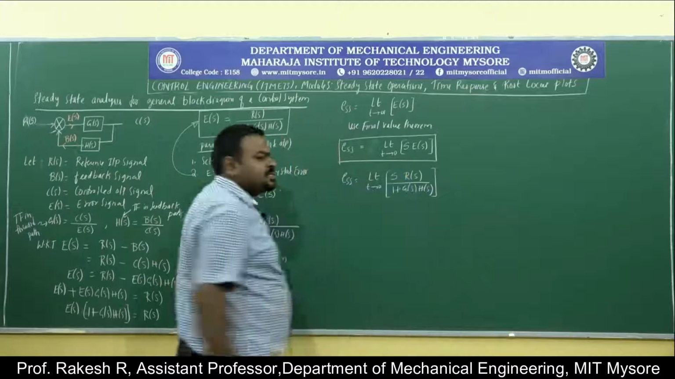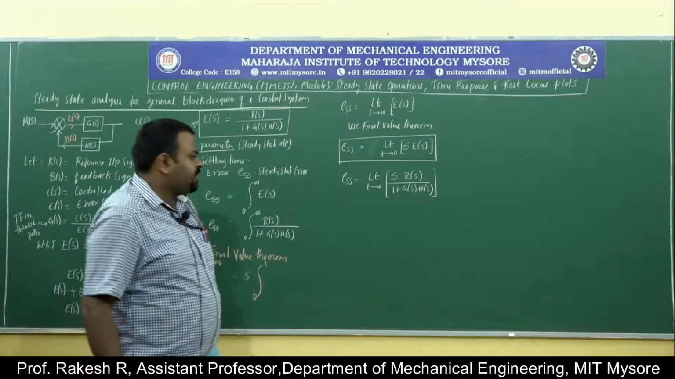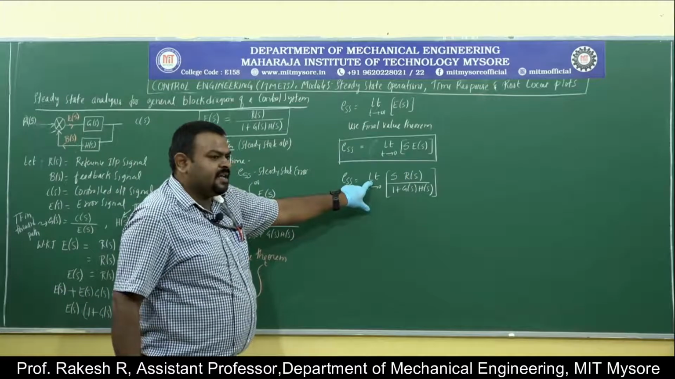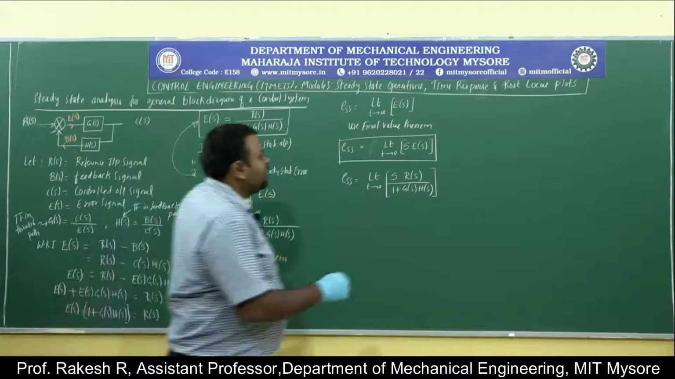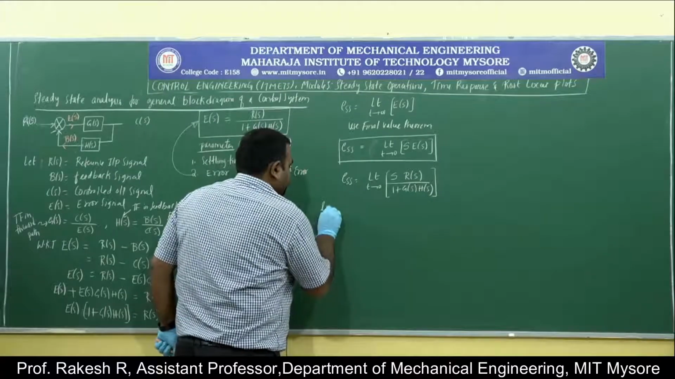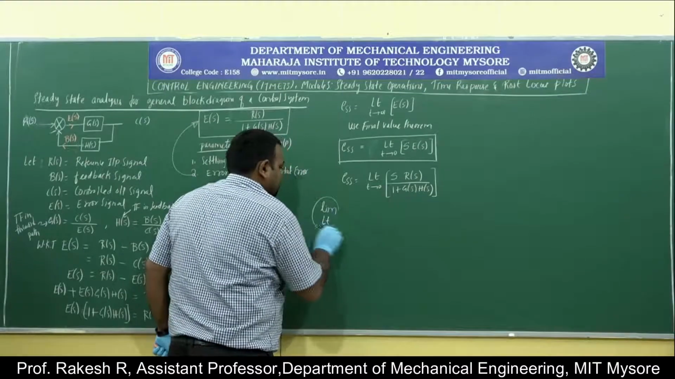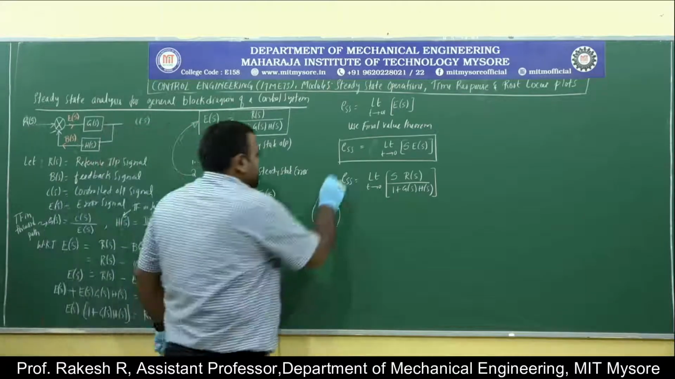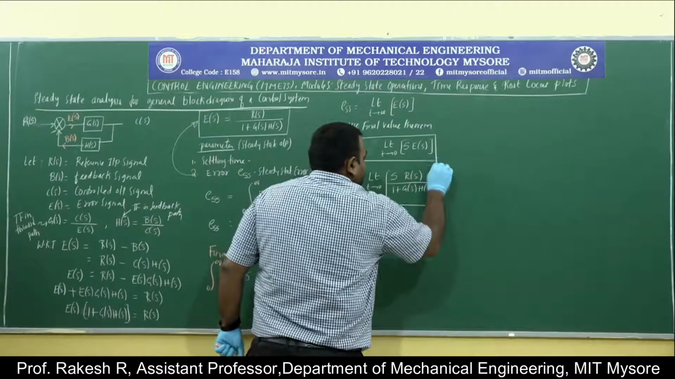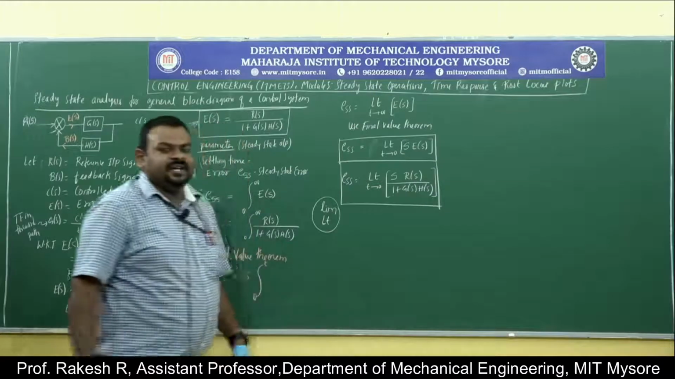While writing limits, you have to be cautious. Whenever you use capital L, it should be LT. Whenever you use small l, it will be LIM. Either you have to use it like this or like this. These are the two conventions we will be using in limits and continuity. So this is how we will calculate the steady state error.